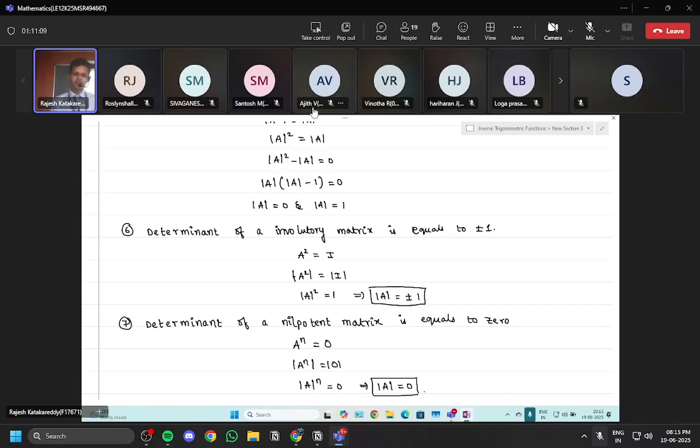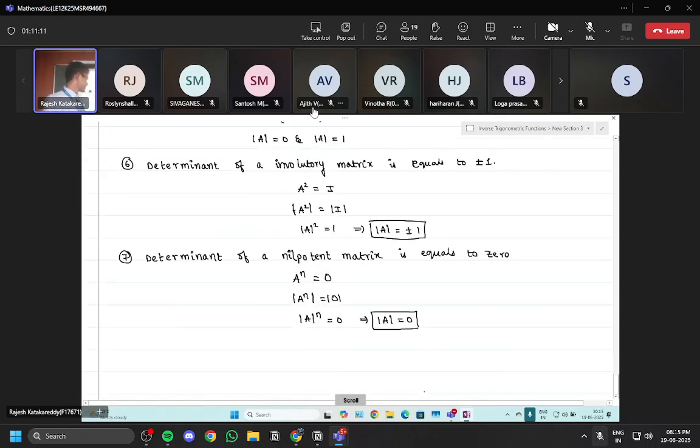This is an important one. I'm scrolling up. I think everybody has copied till 7. Am I right? So for order 1 it is 0. Then what about order 3? Order 3 also 0. Using that we will tell.